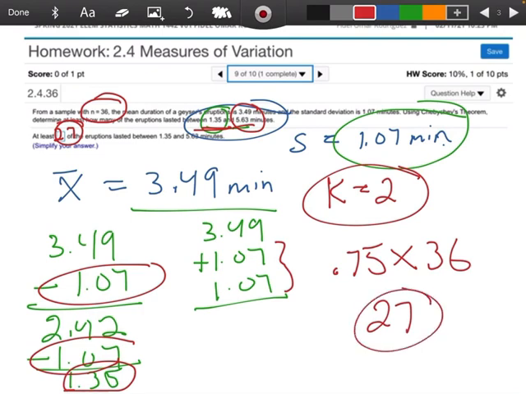So again, all I'm doing here is asking myself, how many times did I have to either add or subtract so that I would get those numbers right there?